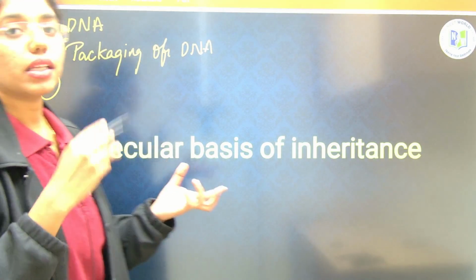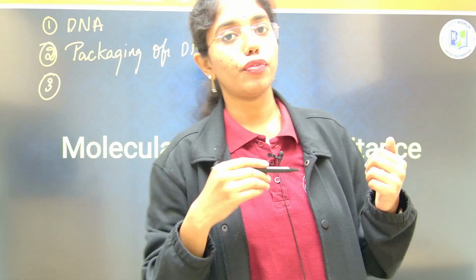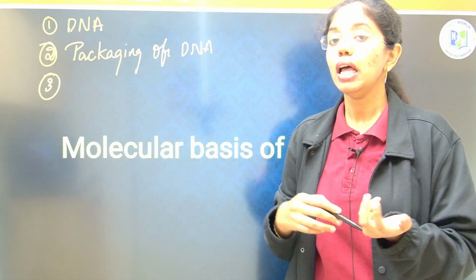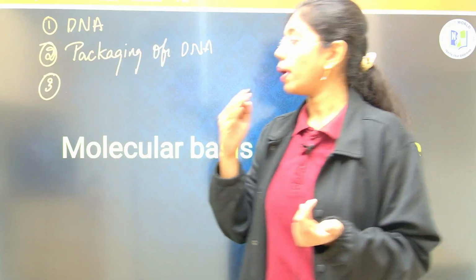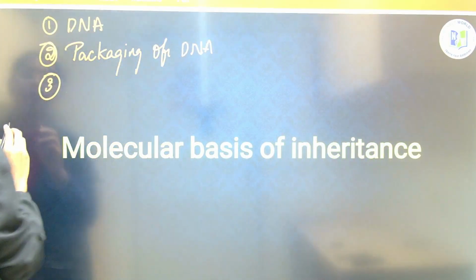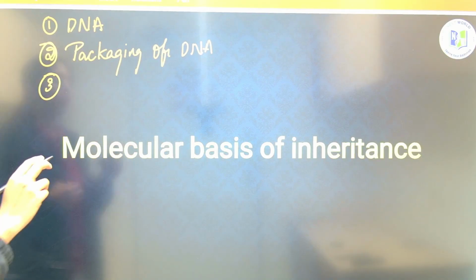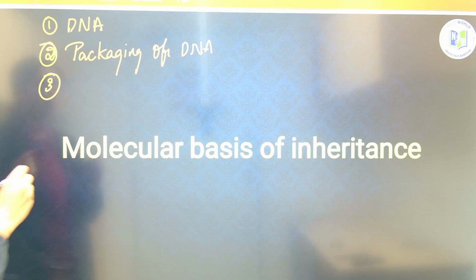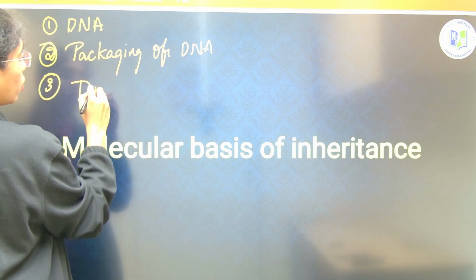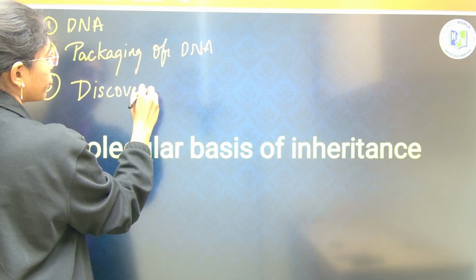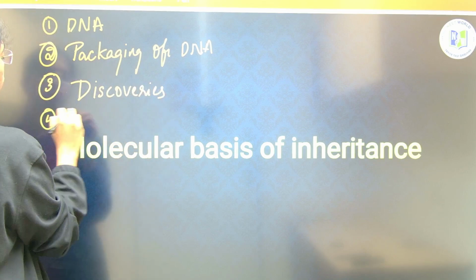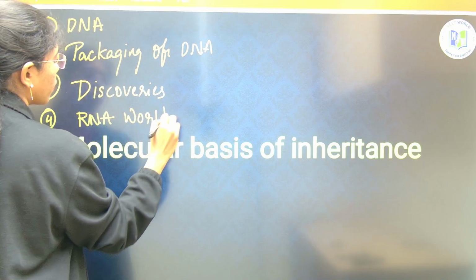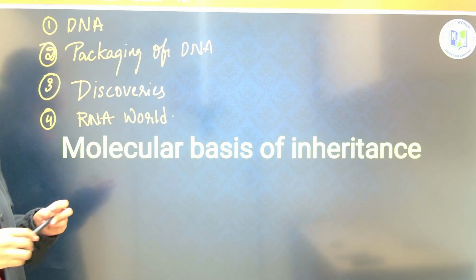And then comes the discovery questions. Discoveries and the scientists will be asked mostly in the match the following type of questions, where we have to learn clearly about the transformation principle by Frederick Griffith, followed by the Hershey and Chase experiment and the biochemical proof that DNA is the genetic material. These three experiments we have to go through, followed by discoveries, and then we have to go through the RNA world.